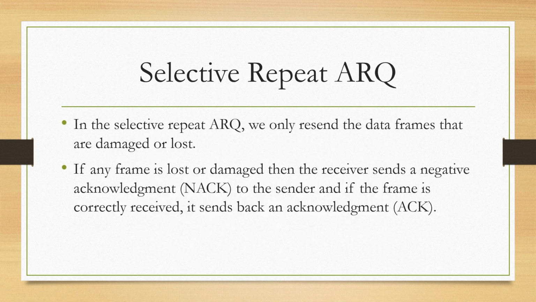Now let us take a look at selective repeat ARQ. In selective repeat ARQ, we only resend the data frames that are damaged or lost. If any frame is lost or damaged, then the receiver sends a negative acknowledgement to the sender, and if the frame is correctly received, it sends back a normal acknowledgement. Sometimes instead of sending a negative acknowledgement, no acknowledgement is sent. In this situation also, the sender interprets it as a transmission error.